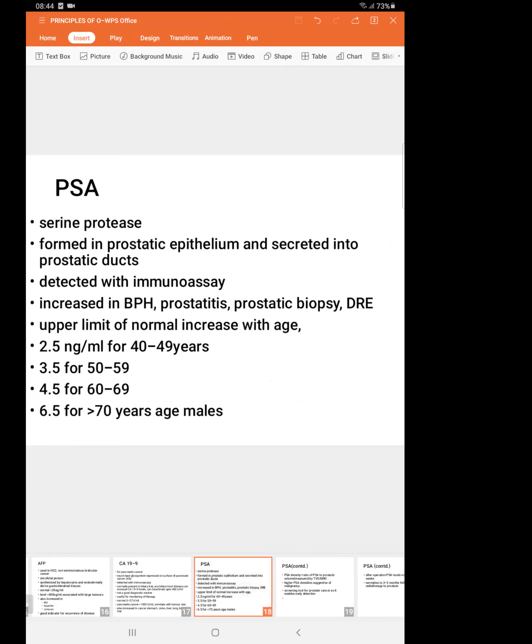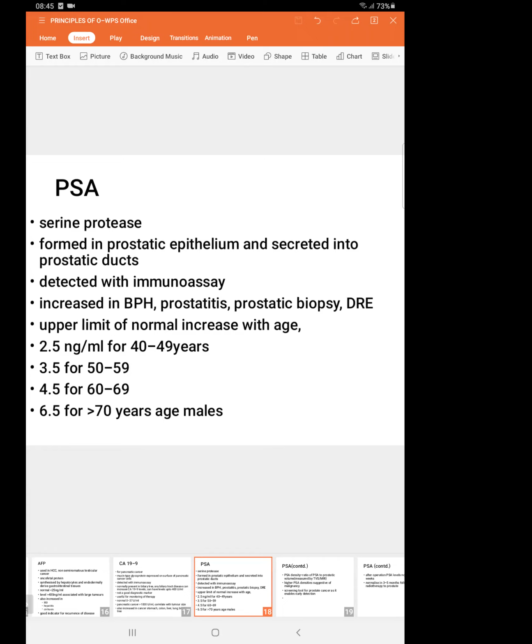Prostate specific antigen is a tissue specific marker which is increased in diseases of the prostate. It is a serine protease marker. It is formed in the prostatic epithelium and secreted in the prostatic ducts, and it can be detected by immunoassay. It is increased in prostatitis, benign prostatic hyperplasia, prostatic biopsy. Even digital rectal examinations can increase the values of PSA transiently.